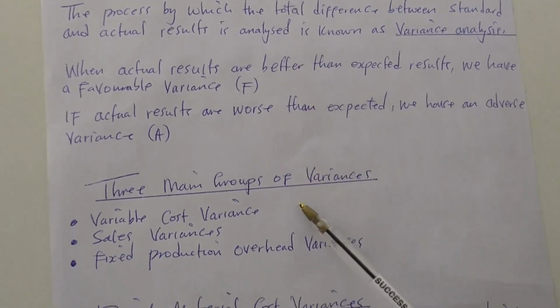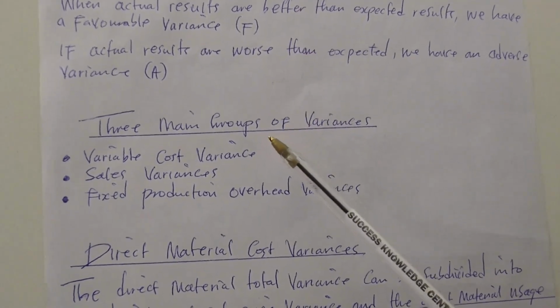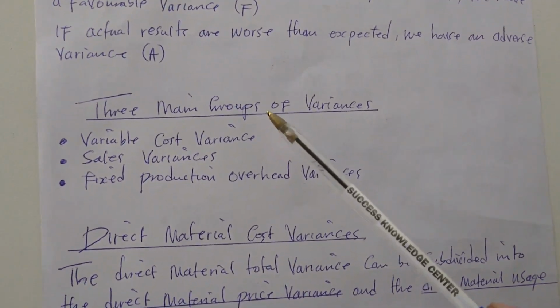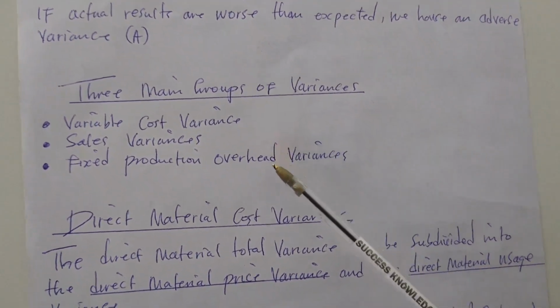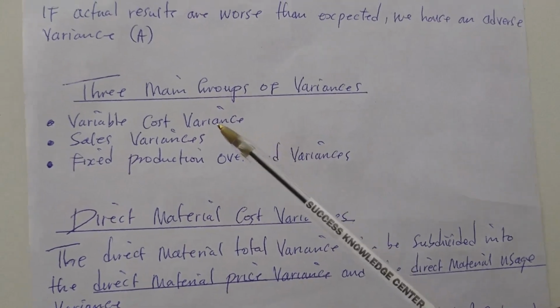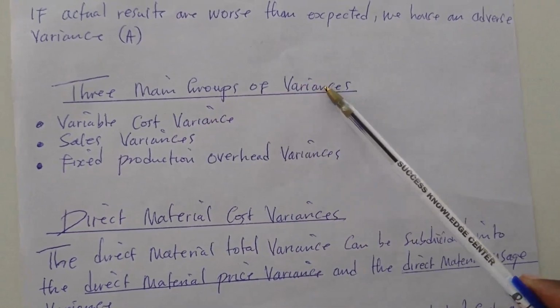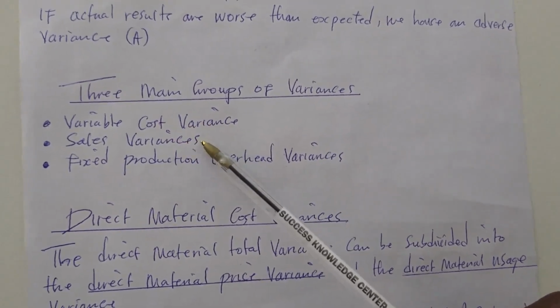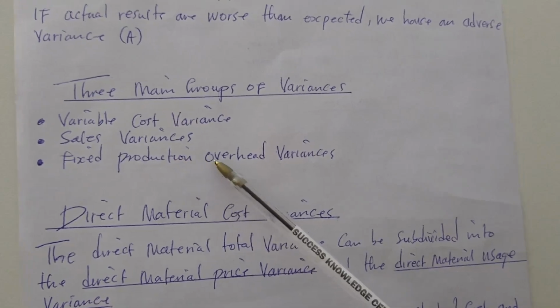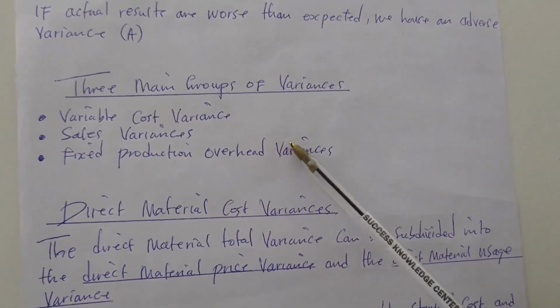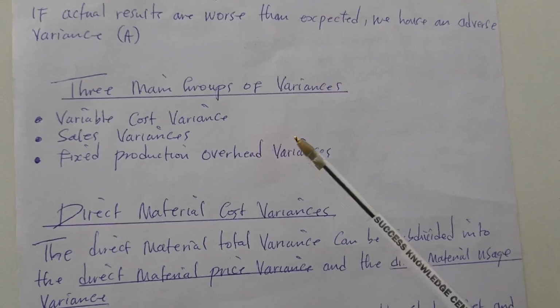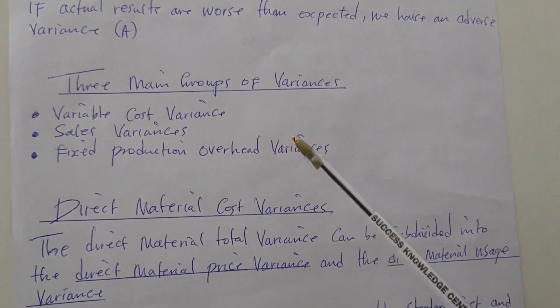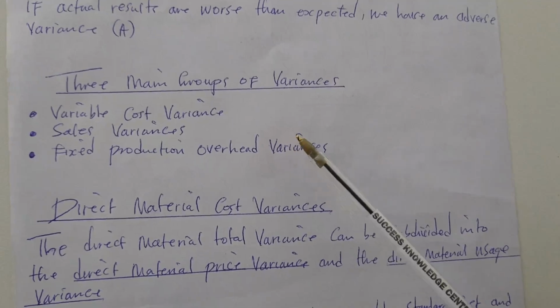So let's quickly move forward just to also read through what I've written here, and then we'll do the calculations. So three main groups of variances. We have variable cost variance, sales variances, fixed production overhead variances. By the way, the word variance is coming from difference, okay?